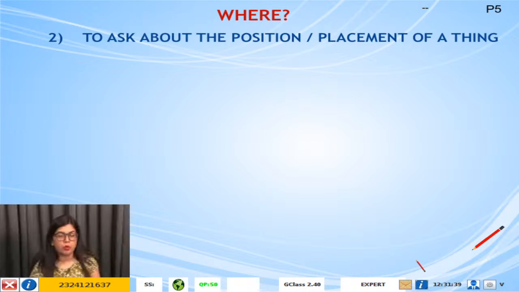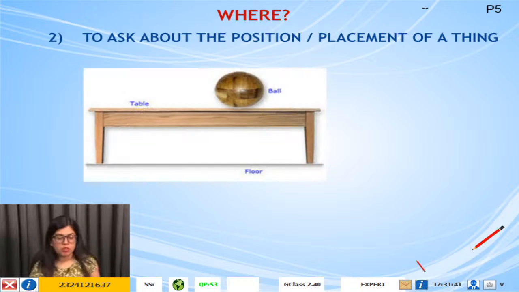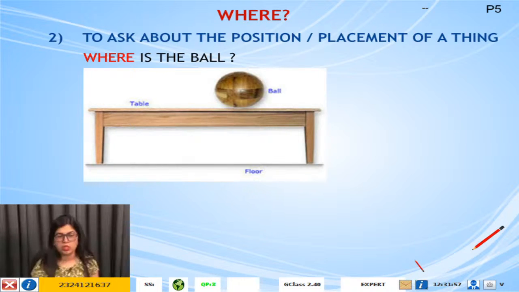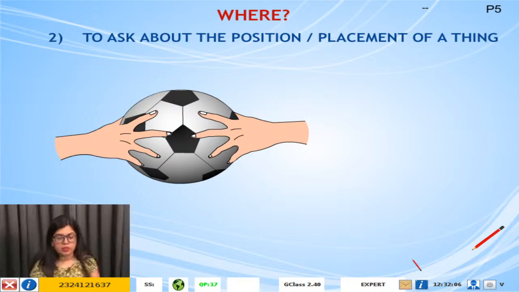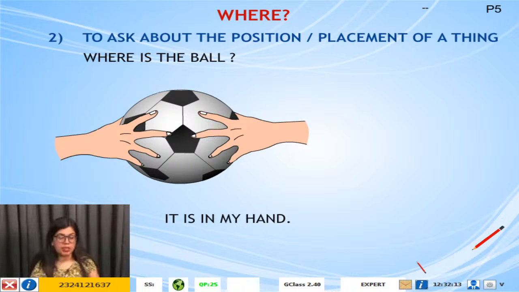Next, to ask about the position or placement of a thing. Let us look at the image: table, ball, floor. Where is the ball? Obviously the ball is on the table, isn't it? So we want to ask a question about the placement of a thing, so we are using where is. It is on the table. Now let us see, where is the ball? It is in my hand.